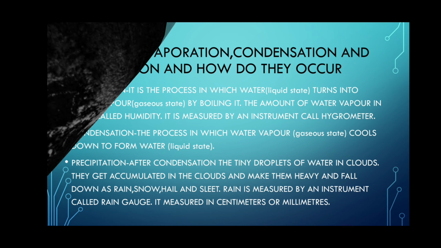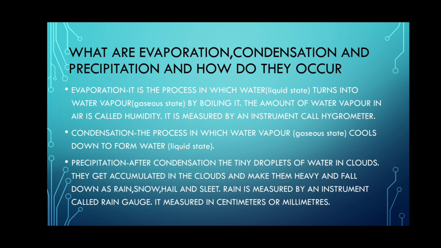What are evaporation, condensation and precipitation, and how do they occur? Evaporation: it is the process in which water, liquid state, turns into water vapor, gaseous state, by boiling it. The amount of water vapor in air is called humidity. It is measured by an instrument called a hygrometer.